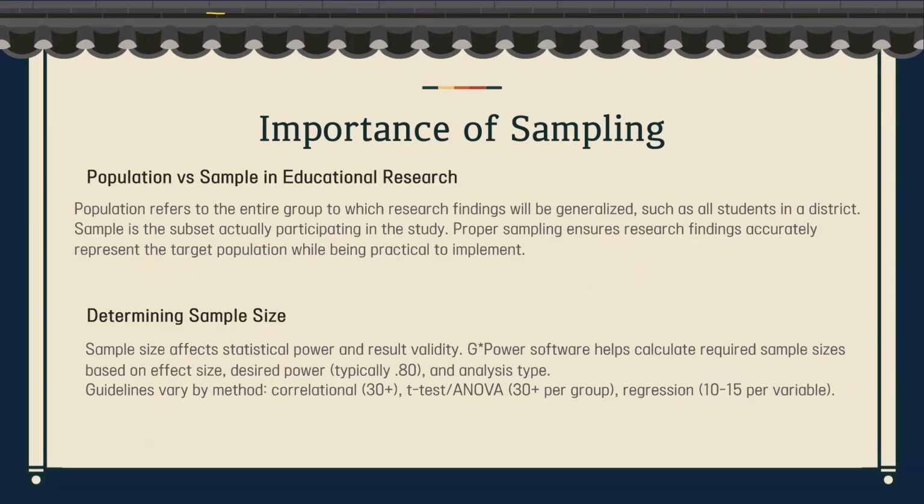The population is the entire group you want to generalize to. The sample is the subset that participates. Proper sampling ensures your results actually represent the population. You need to determine the right sample size using software like G*Power to ensure sufficient statistical power. General rule, aim for 30 or more per group for comparisons.